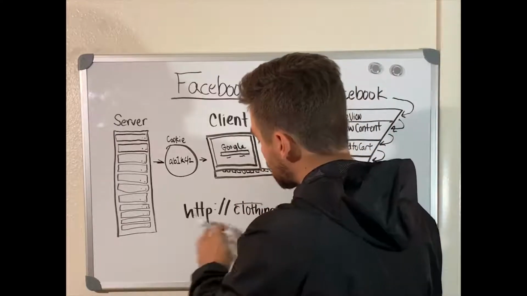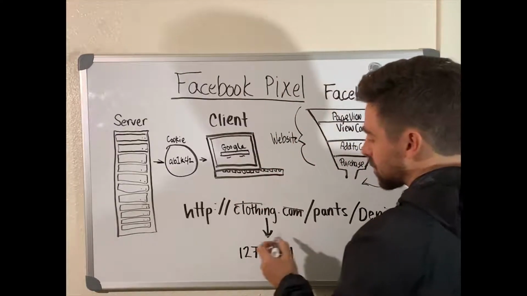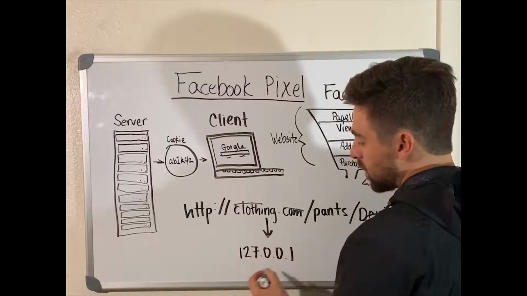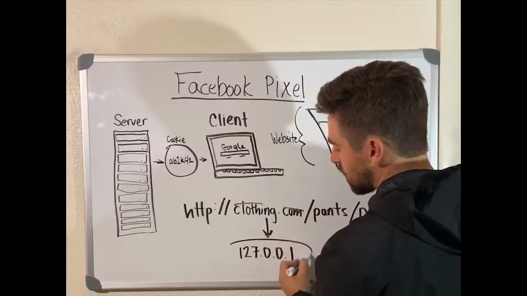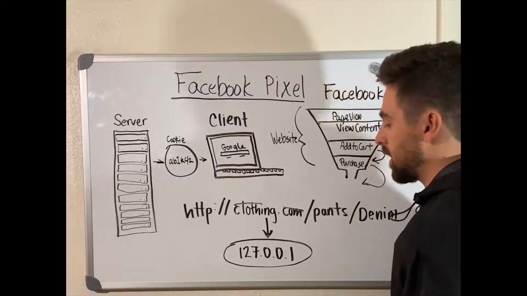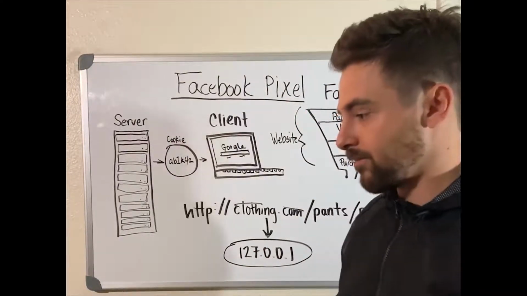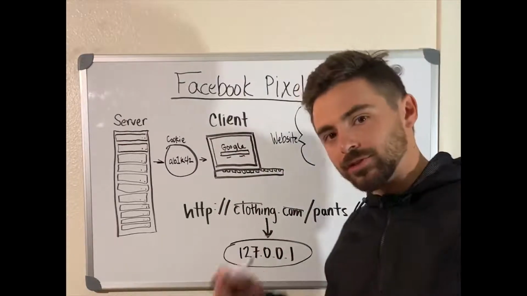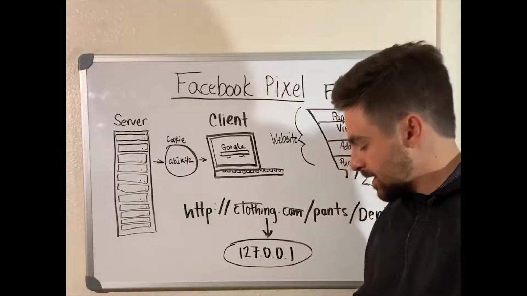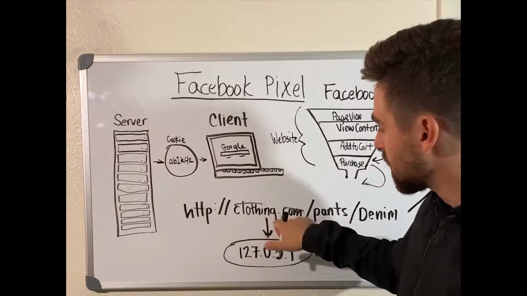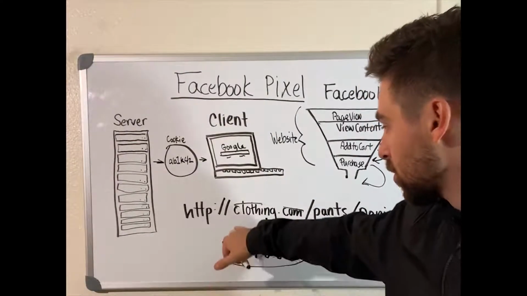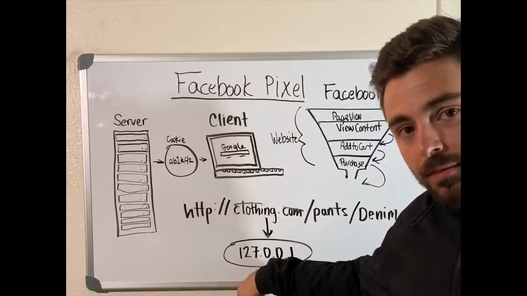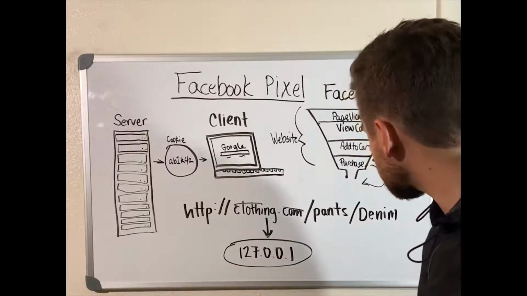So when you go to clothing.com, you're not actually going to clothing.com. You're actually going to an IP address, and this IP address is basically its physical address. It's like your street address. The name clothing.com is just a mask that overlays it, because it's a lot easier to remember clothing.com than random numbers for the sites that you want to go to.